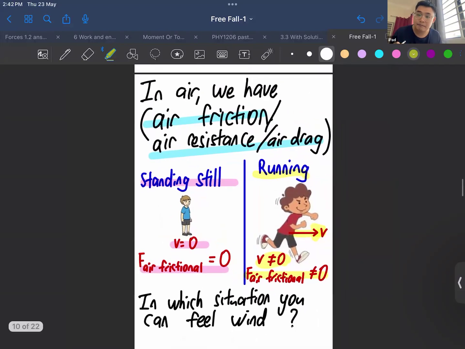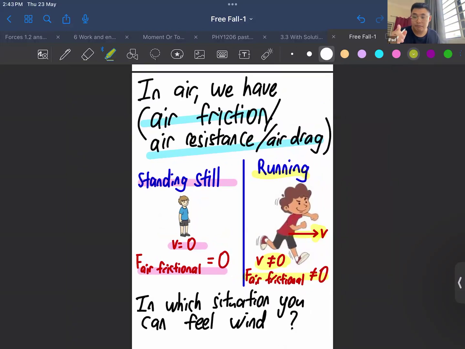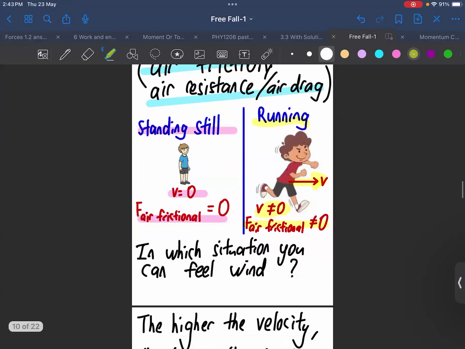So the first thing I want you to notice today is that air friction depends on your motion. It depends on your speed. If you are very slow, then your air friction is very small. But if you move very fast, then your air friction is very, very high. Do you agree?